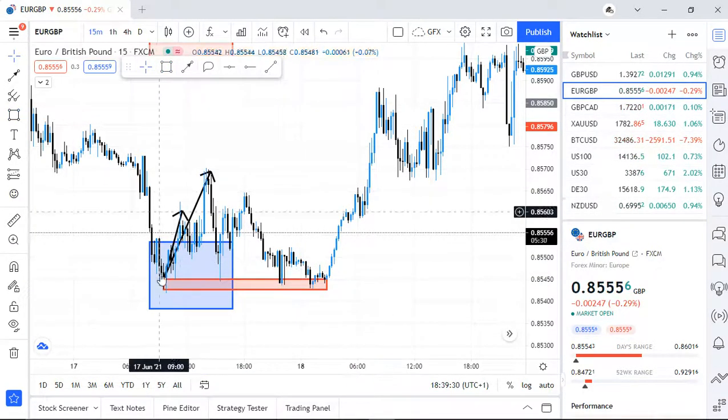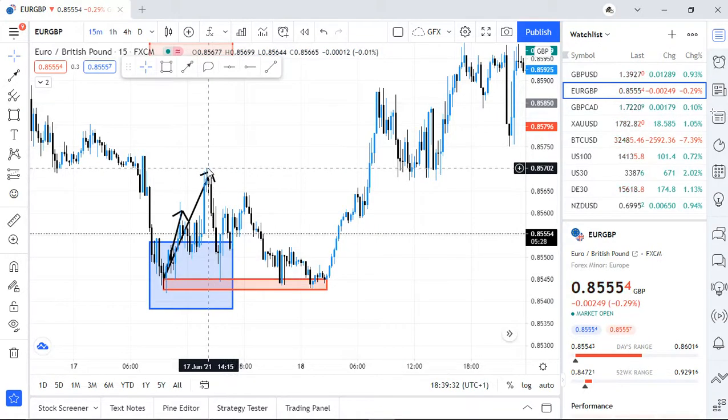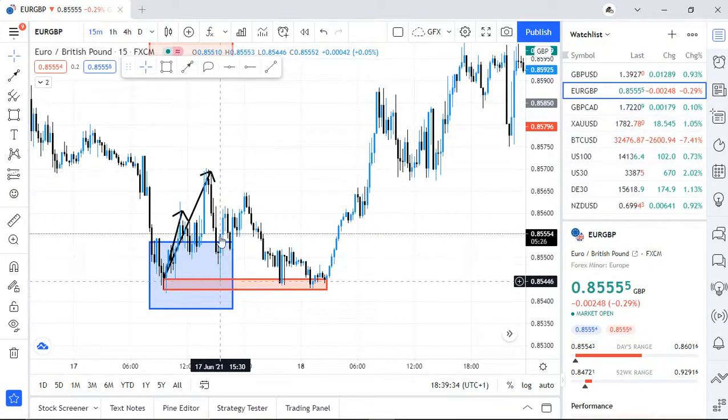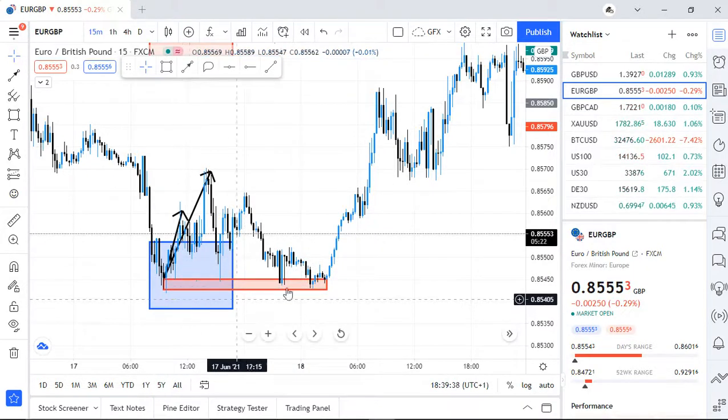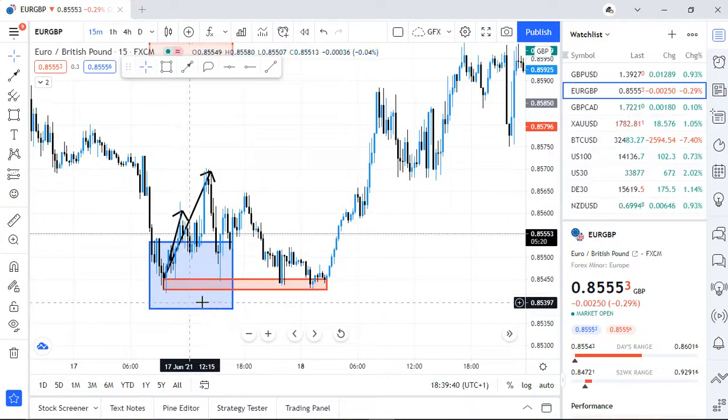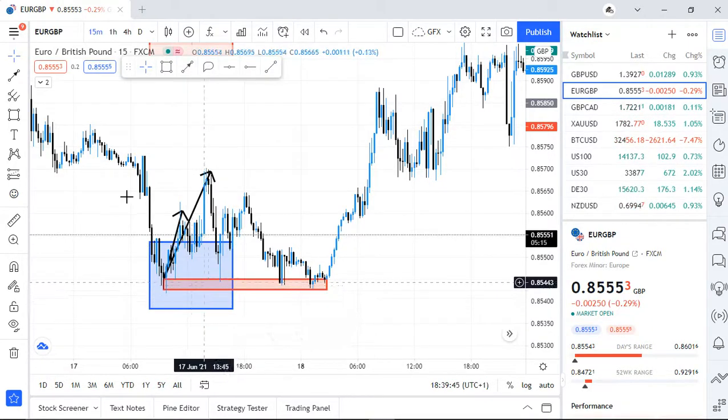Now notice what happened here. Price moved all the way up here, TP2, and started coming down, hit here. There was no break of structure. You understand? It never even came below this. It never even came close to this blue zone, this demand area.